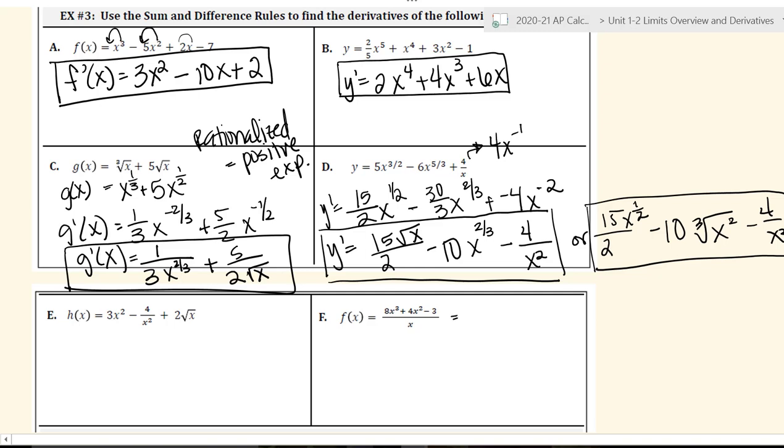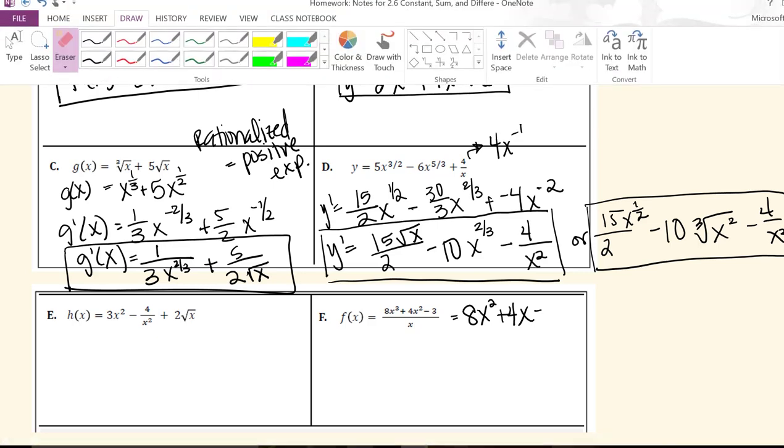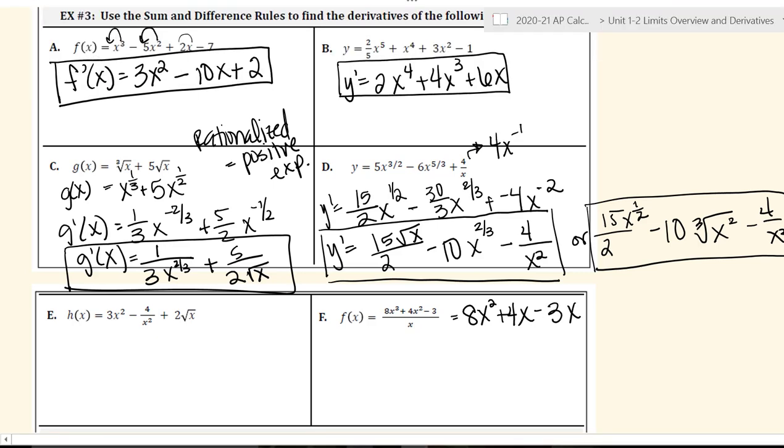F of x is going to be the same thing as 8x squared plus 4x minus 3/x. I'm going to rewrite that, and I'm going to change that 3/x, and I'm going to make that 3 times x to the negative 1. Now I'm going to use my sum rule, and we're just going to derivate here.